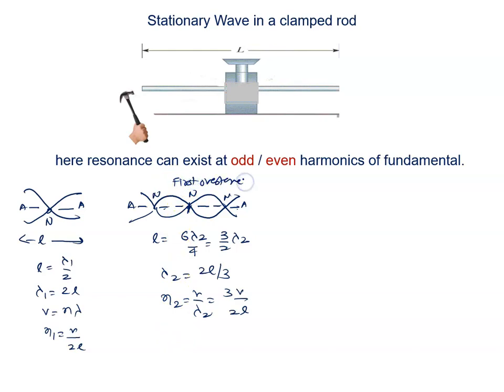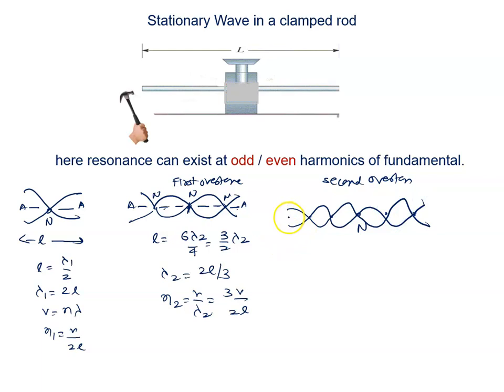Now we are moving to the second overtone. For the second overtone, the diagram will be like this. Of course, the center is the node. It is fixed. Now we have to make the number of loops. So here it is 1, 2, here it is 1, 2. These are the number of loops. So antinode, node, node, node, node, like this. This is the formation. Okay.